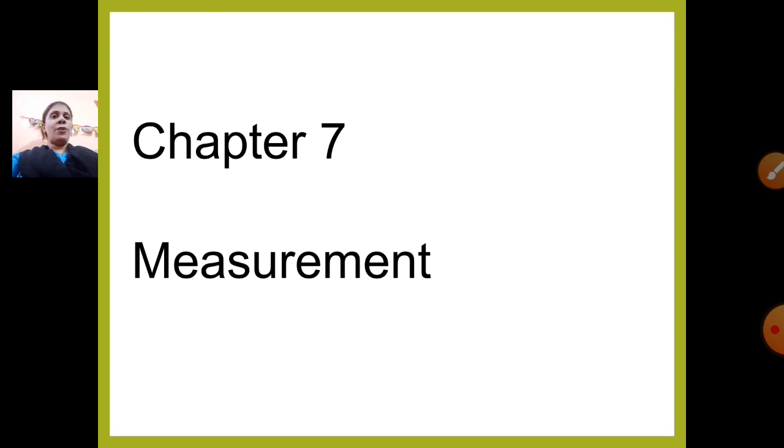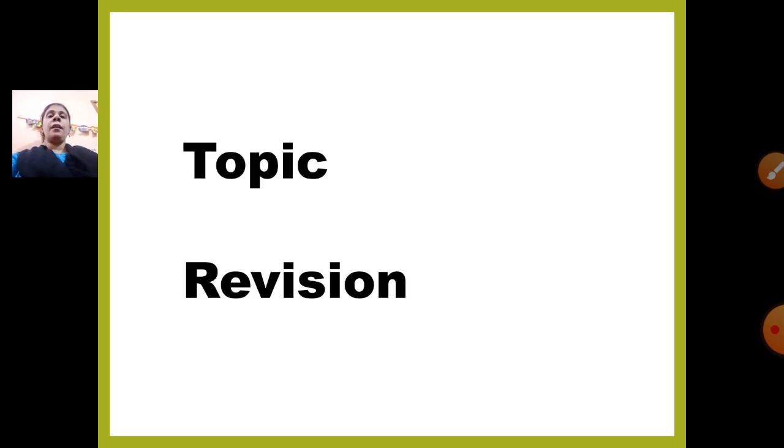Now children, as you know, revision week is going on. In our previous session we finished revision of chapter number 6, coins and currency notes. Today we will be doing chapter number 7, measurement. The topic will be the same, revision.